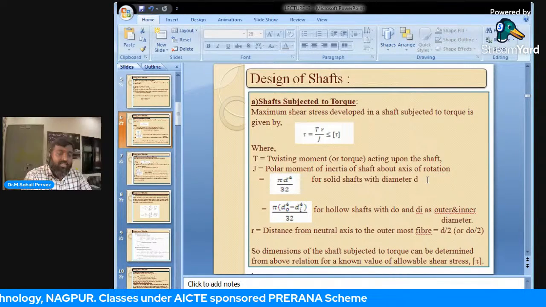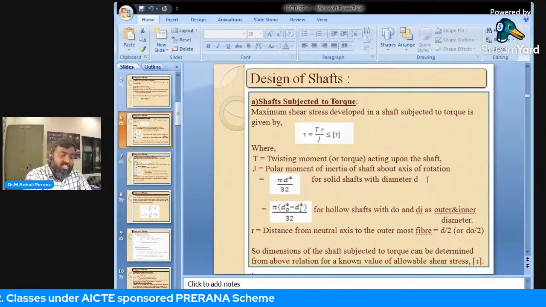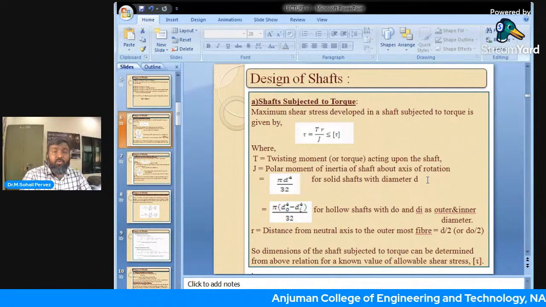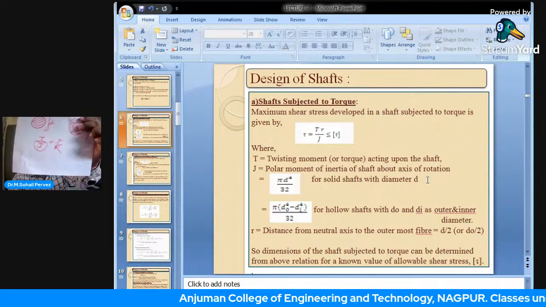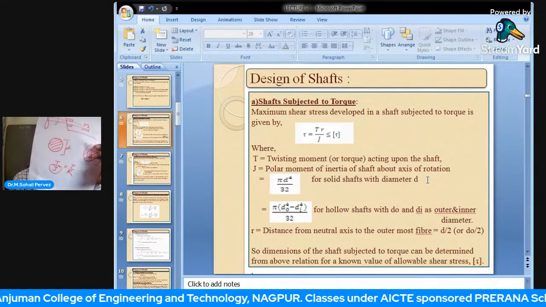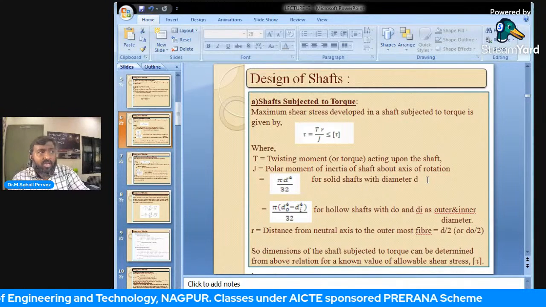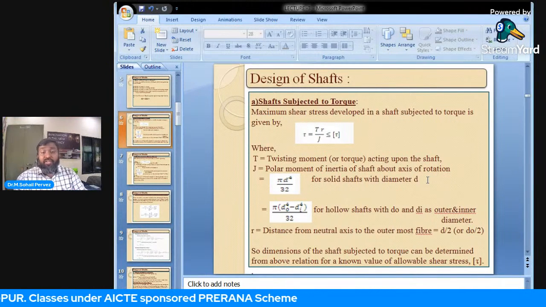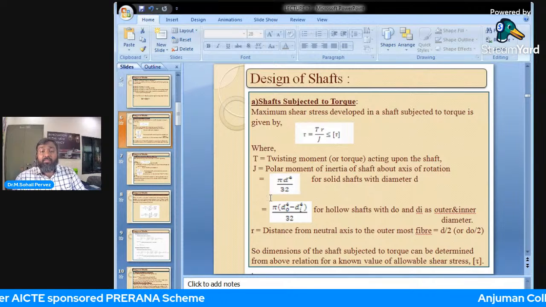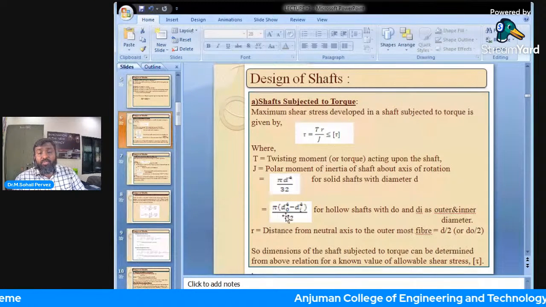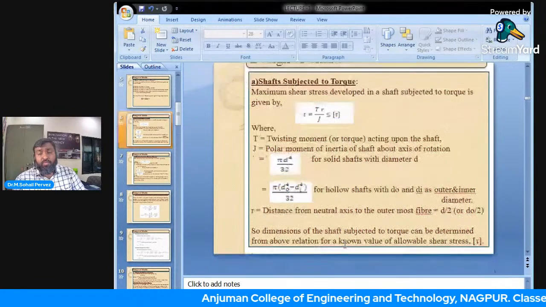But since we know that T by J is equal to tau by R, this J is known as polar moment of inertia. Now its value for hollow and solid shaft will change accordingly, and hence these are the two different equations, wherein we can say that J is pi by 32 D raised to the power 4 for solid, and pi by 32 into DO raised to 4 minus DI raised to 4 for hollow.